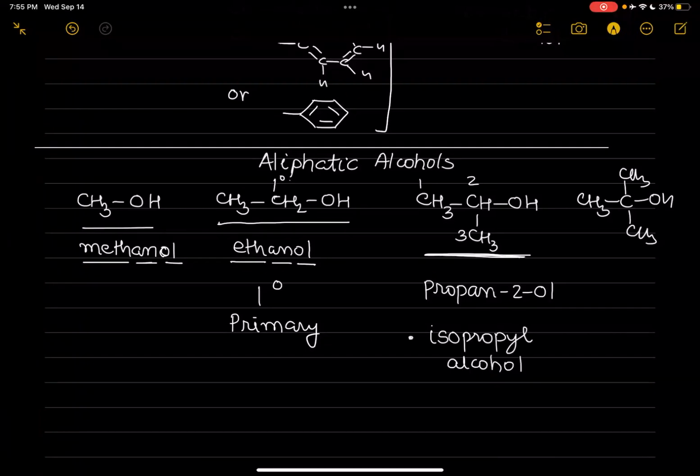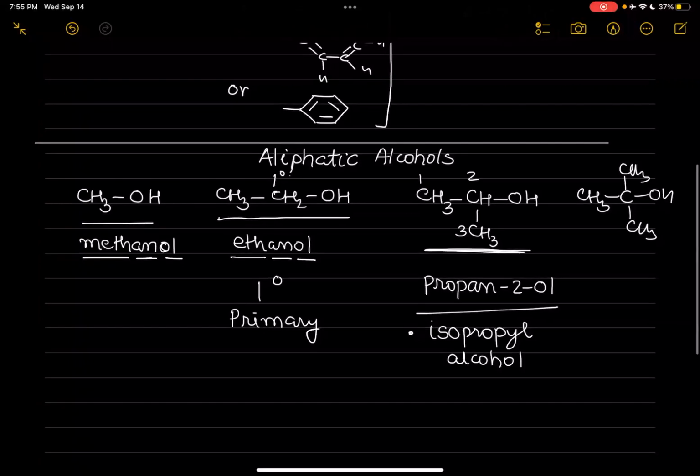Actually, it was widely used in hand sanitizer during Corona time. Okay, isopropyl. Iso means one is normal propyl. Normal propyl is straight chain, where all the carbons are one after another, and if the group is connected in the middle, that is iso.